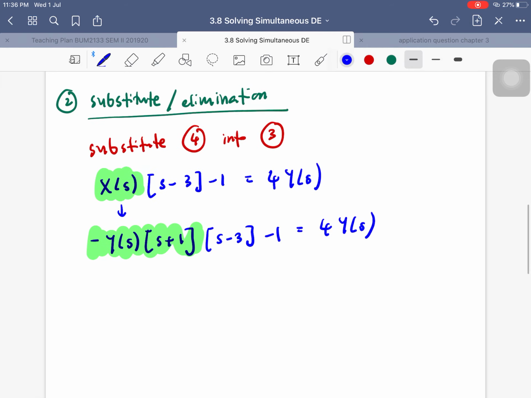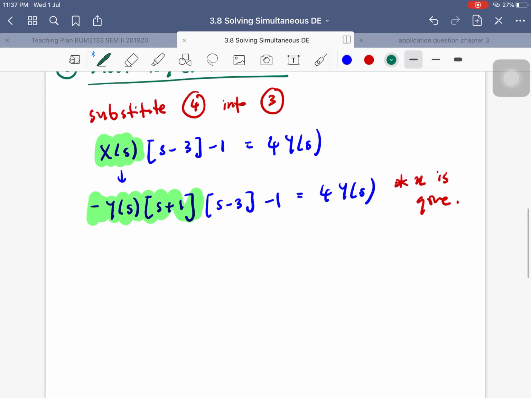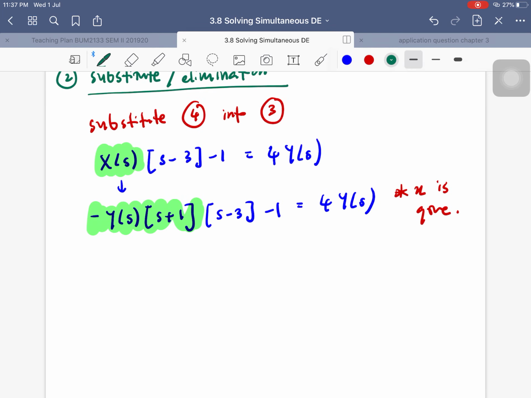So notice what happened after we use substitution: everything in terms of x is gone. This is what we wanted. We want to get rid of one of the variables. And now that I've got rid of that, I am able to find Y(s). That is going to be the third step: I'm going to find one of the variables, which in this case is Y(s). So how do I find Y(s)?